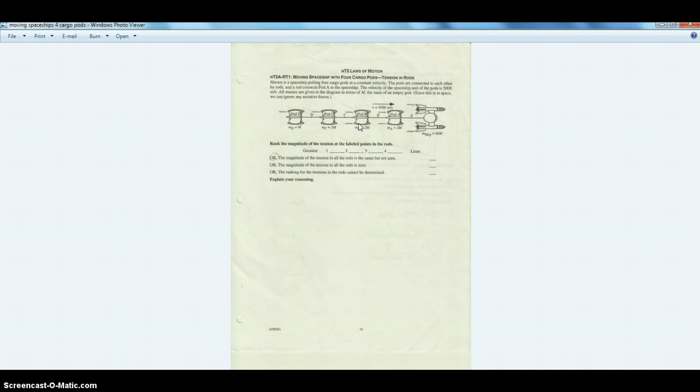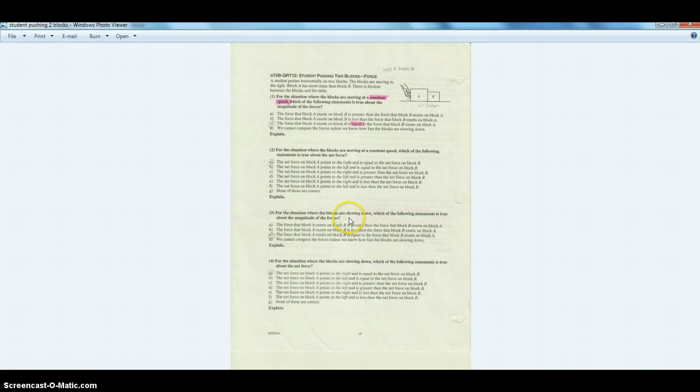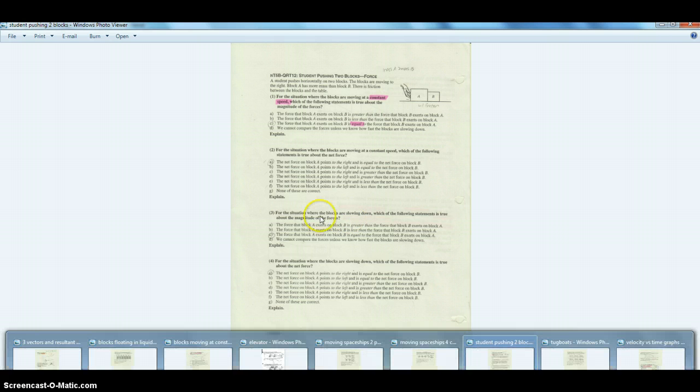Now with 4 cargo pods. Constant velocity. Velocity is actually 5,000 meters per second. And this is actually all we would need to know. And this is basically, I think, the same as the other problem. So I had put the magnitude of the tension in all the rods is the same but not zero, because they're going at a constant velocity. So now let's see, student pushing 2 blocks. Okay.